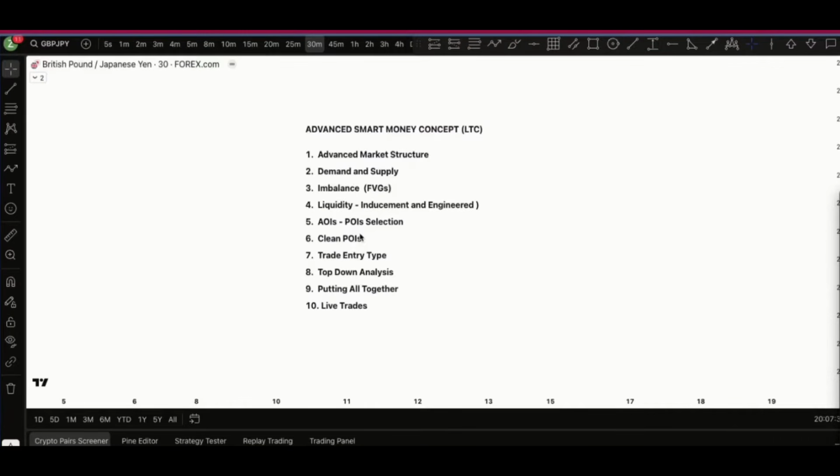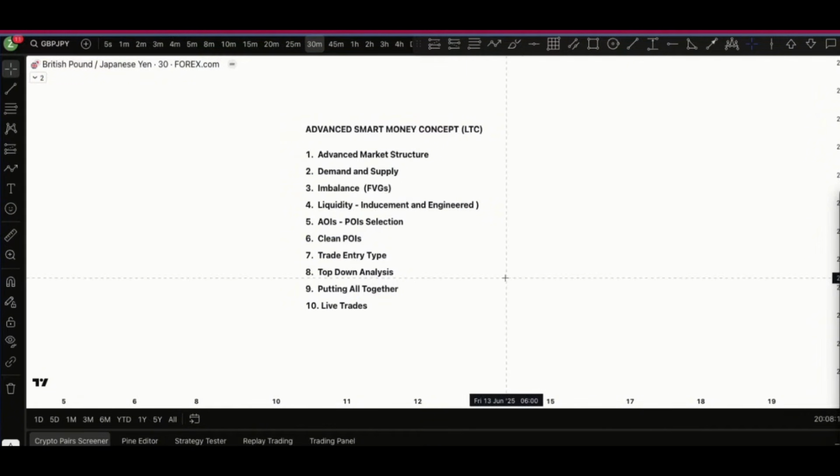Two things. We can have the whole area as an area of interest, and within that area of interest, we will have our point of interest, how to select them. Then we also look at how to get a clean point of interest. And then we look at trade entry types. We have the aggressive and the conservative or confirmation. Then we look at the top-down analysis by taking a pair and see how we can do the top-down analysis. And after all, we put all these concepts together and then look at a live trade.